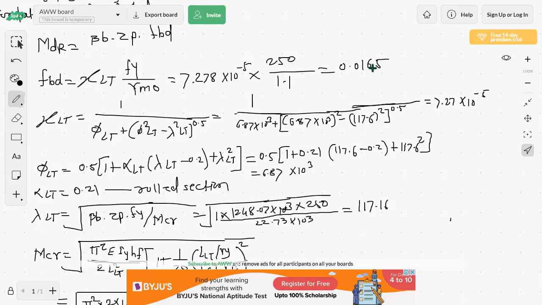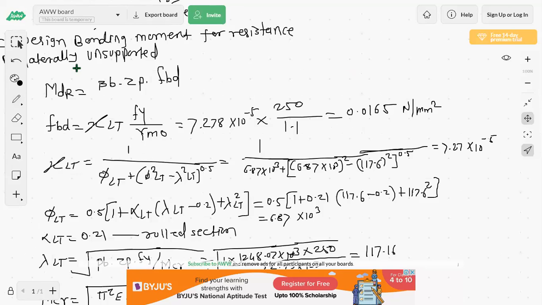See, no greater effect is here, because this is stress, so Newton per mm square. Now from this FBD, now calculate MDR.